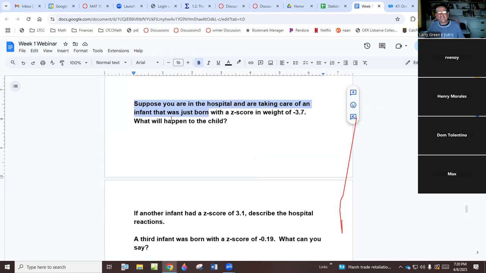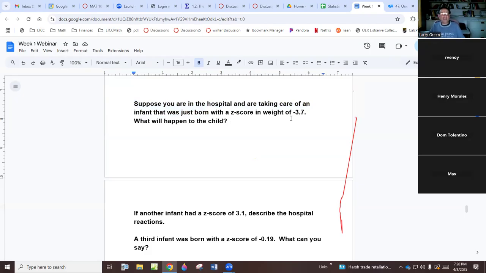He's a doctor, but in particular, he delivers babies. Yeah, OBGYN in particular, a baby deliverer. So that's what he does. Okay, and let's suppose that the baby that was just born had a z-score in weight of negative 3.7.